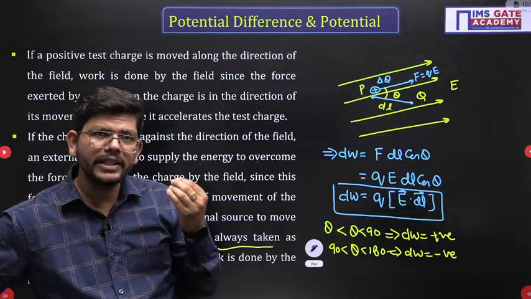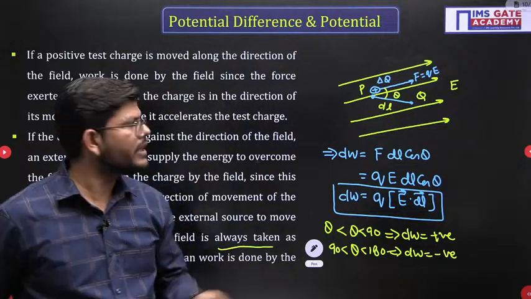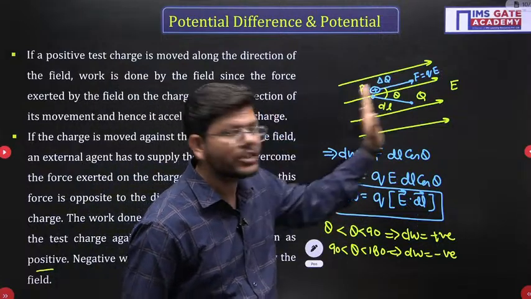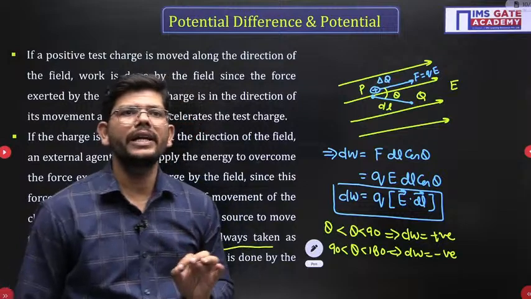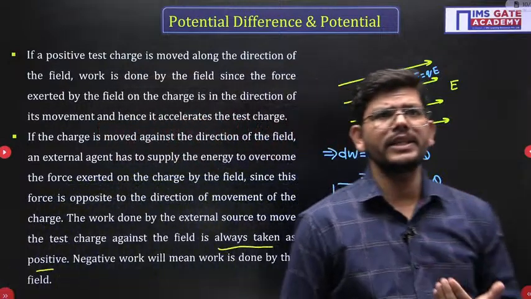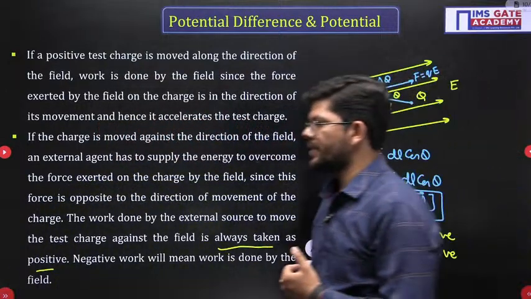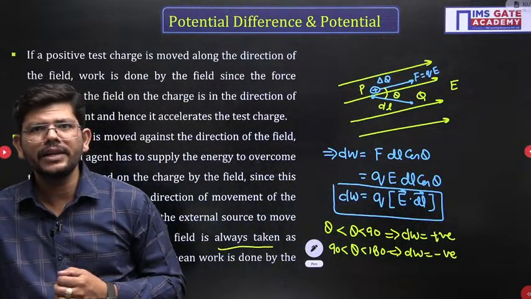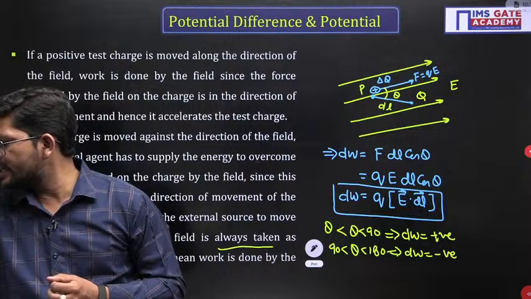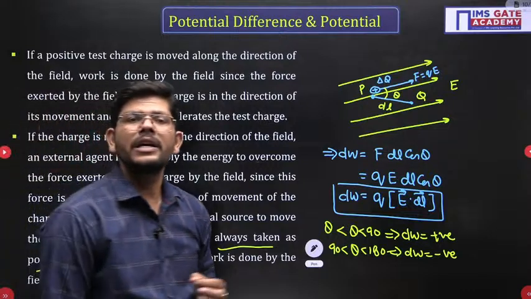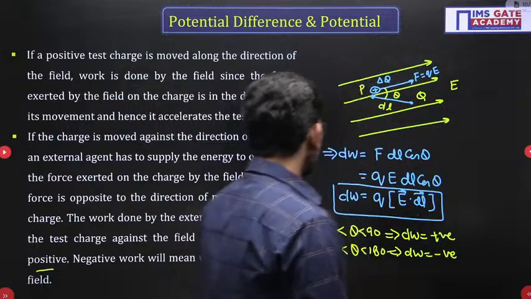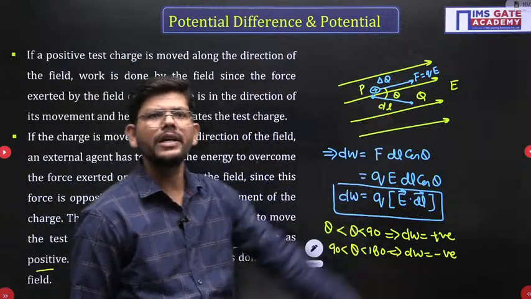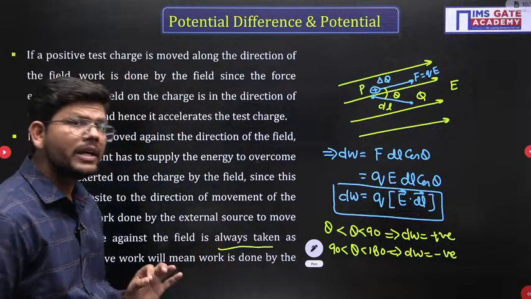If you are considering that positive work is done, then the work required to move the charge in the direction of the field will automatically be taken as negative, and this is the reference we take while calculating the potential. The work which is done by the field will be taken as negative, the work which is supplied by the external source will always be taken as positive. Here we have considered a positive charge, so naturally it will be moving in the direction of the field, so we will consider this work to be negative.